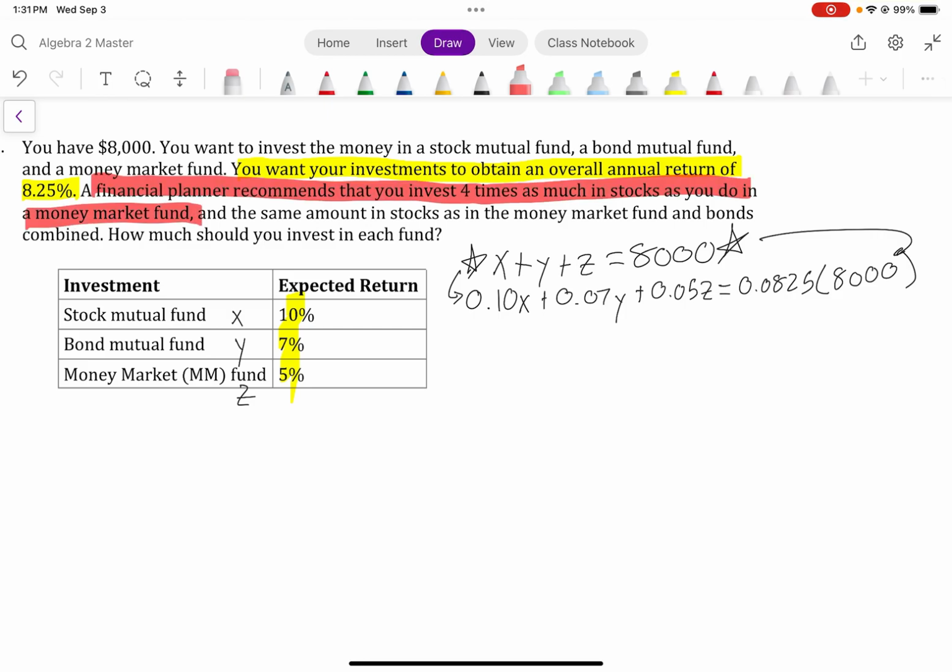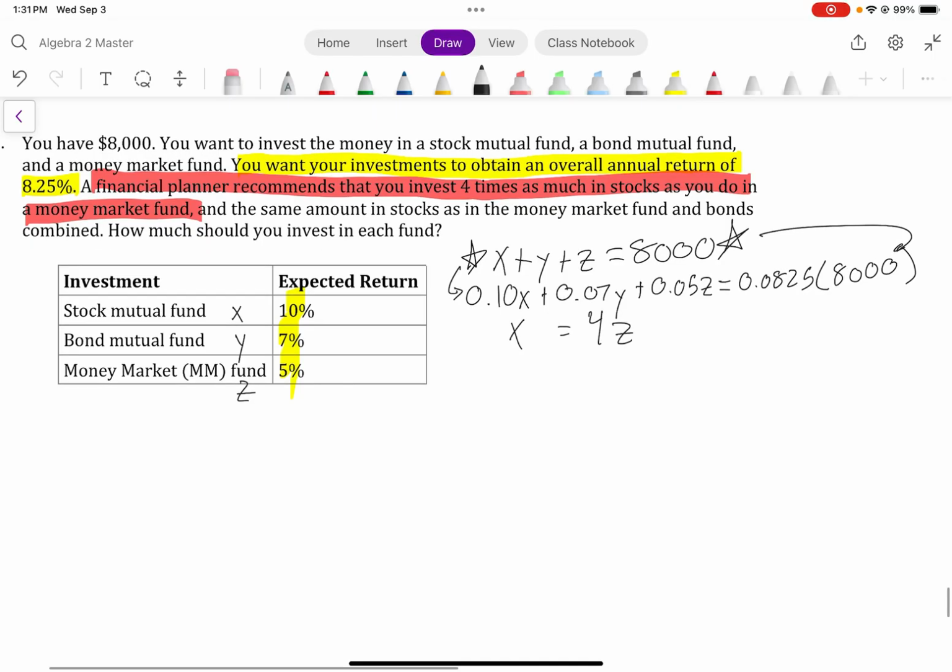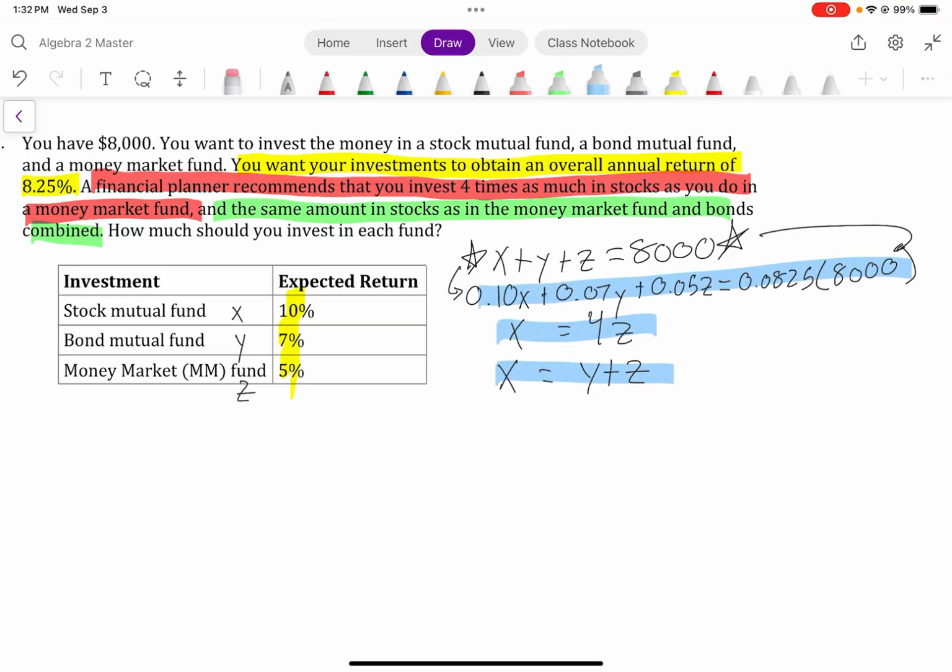Okay, a financial planner recommends you invest 4 times as much in stocks as you do in the money market fund. That means stocks is the bigger thing, and the money market fund is the smaller thing, which means I have to multiply the smaller thing by 4 to equal the bigger thing. So I've got X equals 4Z, and then the rest of that sentence tells me the same amount in stocks, which is, again, X, as in the money market fund and the bond mutual fund combined. That's Y plus Z. So here are my 3 equations. That's what I'm going to use, but I cannot set my matrix up yet because they're not all in the same order, the same pattern.